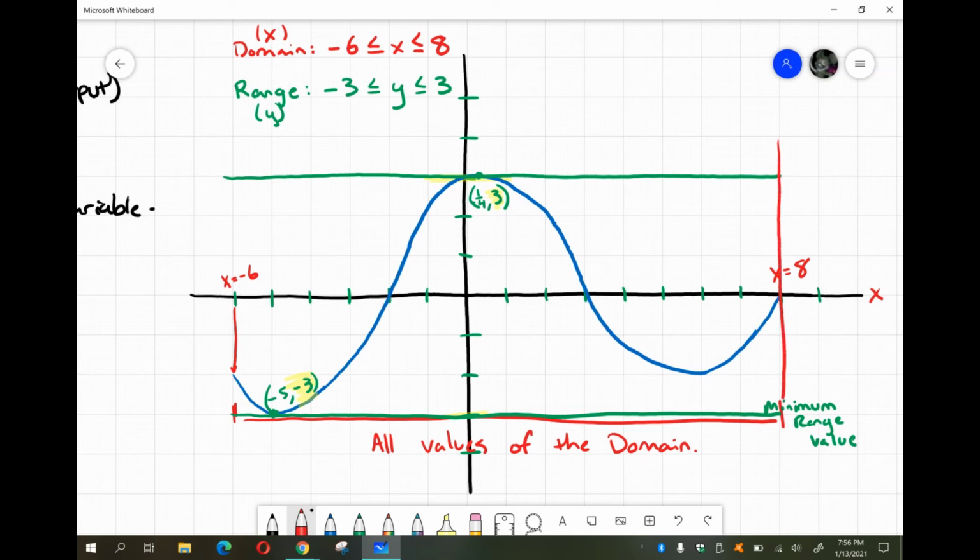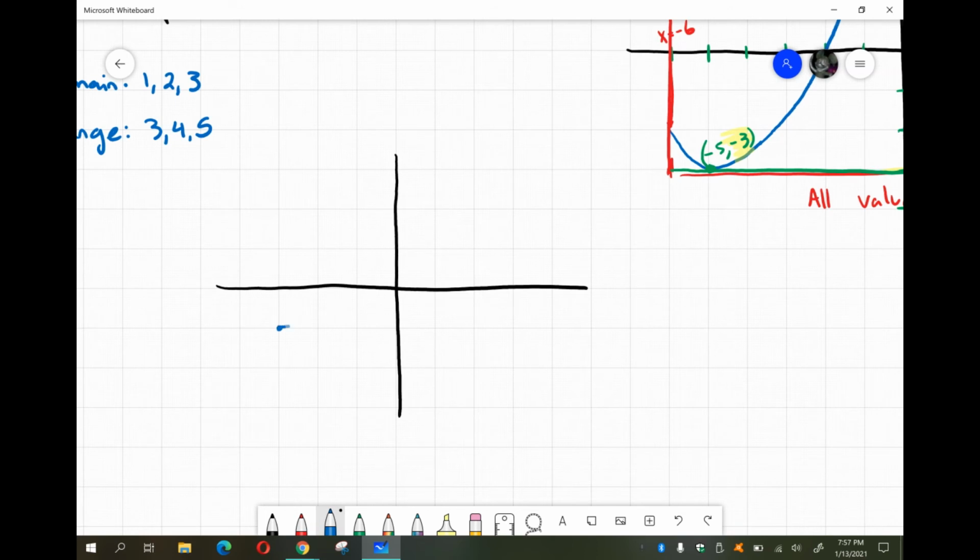And if you were to draw these lines in showing the domain and range, you get your graph to be nicely boxed in. The whole graph is within the box, nothing is outside of the box. Now let's say we have this other kind of graph.